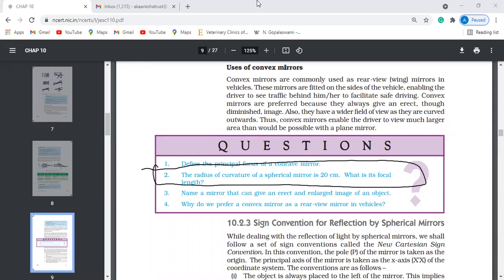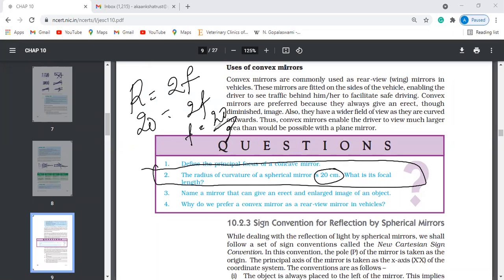Very good, Namrata, Smriti, Pavan Kumar, Abhiram. Yes, it's very simple, right? Because you know, the radius of curvature can be given as 2f. So here they have given the radius of curvature as 20. So 20 is equal to 2f. So f is equal to 20 by 2. So it is 10 centimeter. You should not forget to write centimeter. It's very, very important.